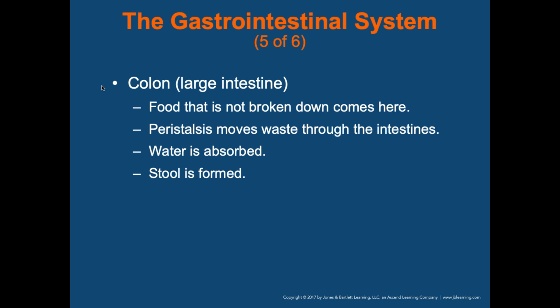And then we have the large intestines, which is the colon. With that, food that is not broken down comes here. This helps with peristalsis. What is happening here with peristalsis is it moves waste through the intestines, pushing through. Water gets absorbed through osmosis, and that's how the stool is formed.